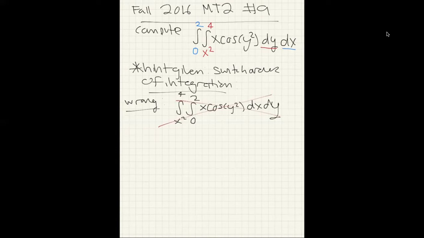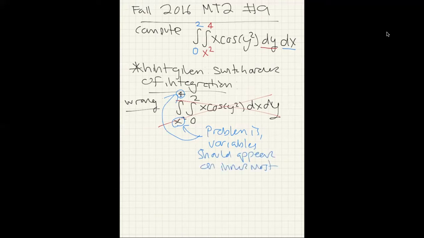The problem comes from the fact that variables should appear on the innermost integrals. Basically, the problem is that we have an x squared term on an outermost integral. That should not happen.